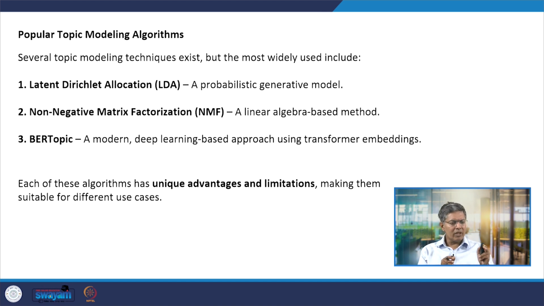If you see, the first one is one of the most popular: LDA, Latent Dirichlet Allocation, a probabilistic generative model, right. The second is non-negative matrix factorization, NMF, a linear algebra based model, and the third is BERTopic, a modern deep learning based approach using transformer embeddings, right. Each of these algorithms has its own advantages and limitations, which makes them suitable for different use cases. Okay, so let us see each one of them.